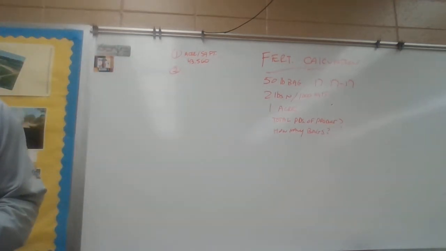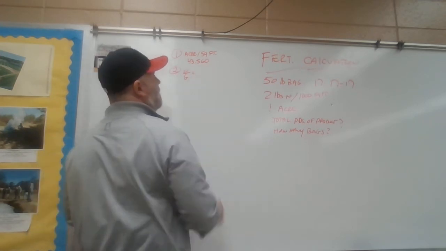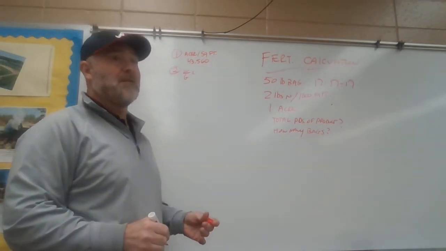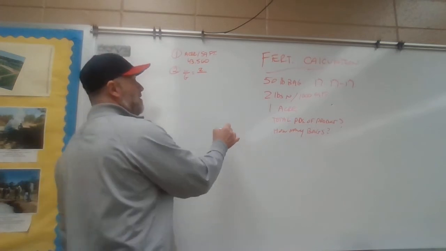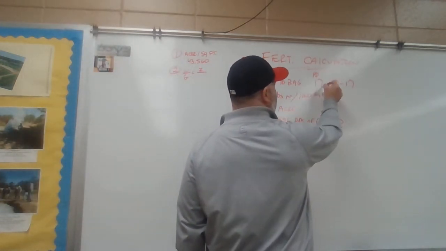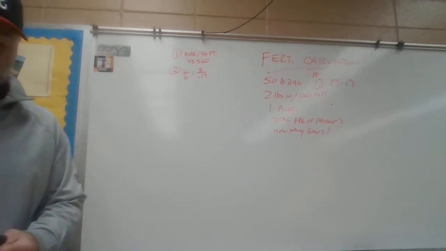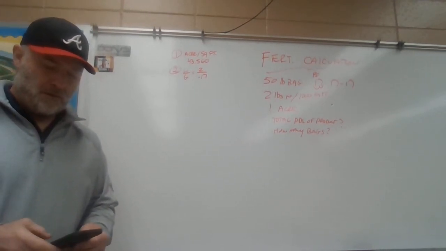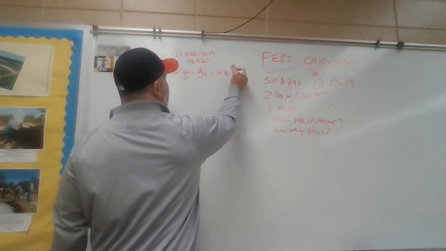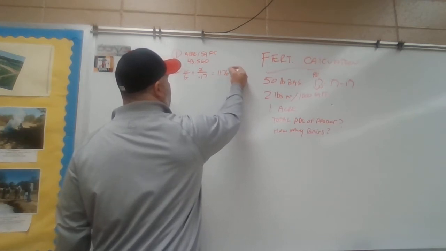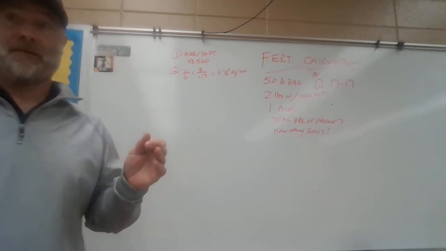Step two. What do I want? What do I have? Exactly. 0.17. Remember, with percentages you've got to move the decimal a few places. 0.17. Looks like we get 11.76 of nitrogen per thousand. So not bad, right? Step three.